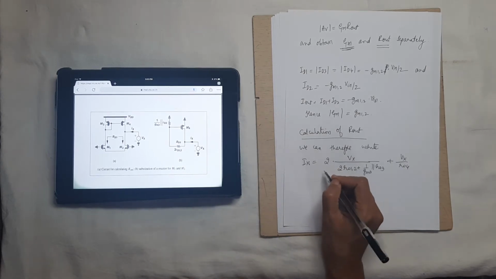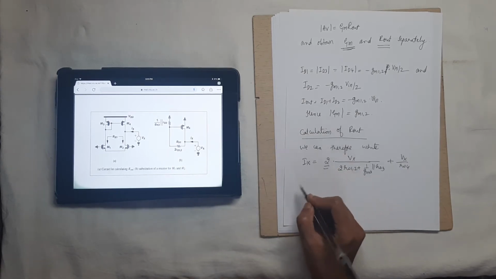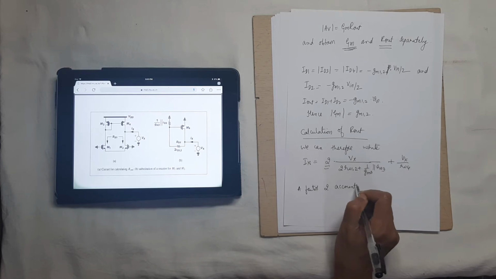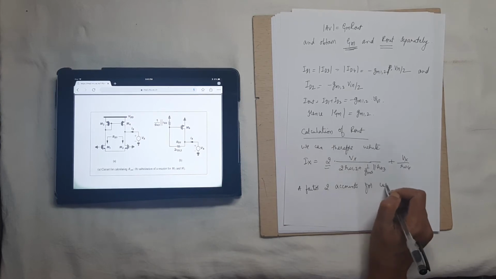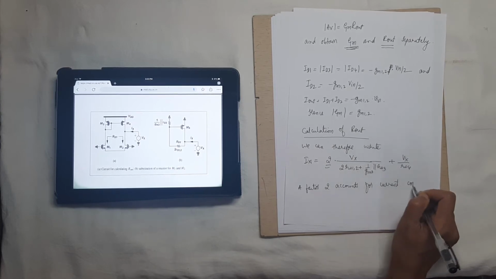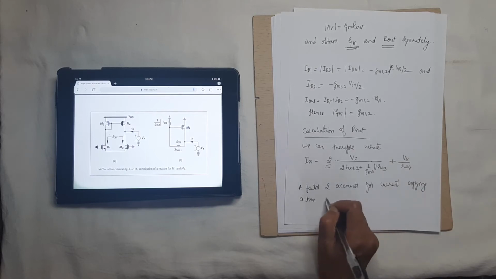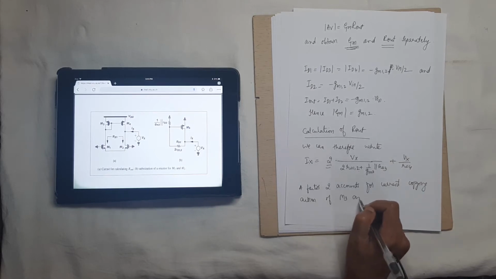And what does this 2 indicate? A factor 2 accounts for the current copying action of M3 and M4.